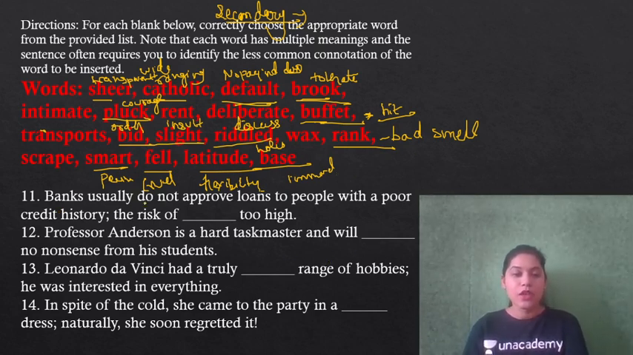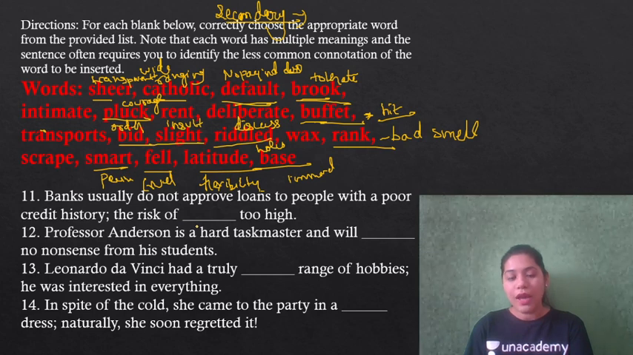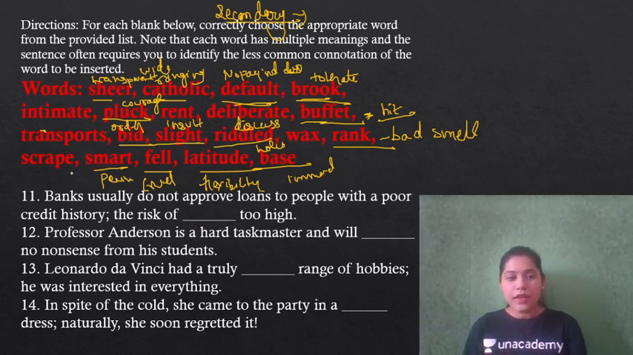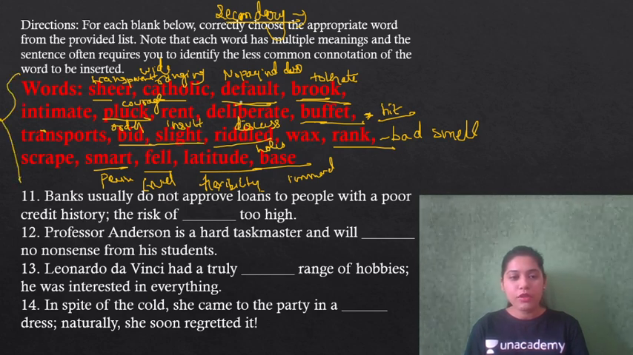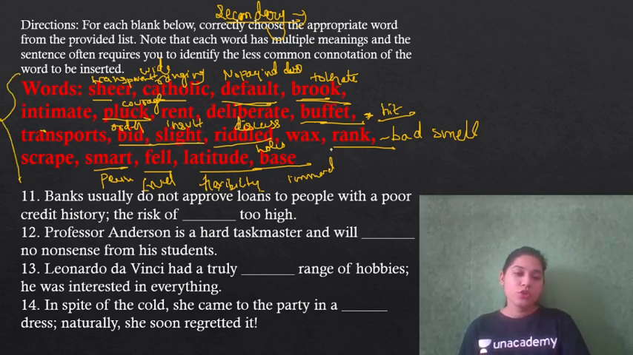So banks usually do not approve loans to people with a poor credit history. The risk of dash too high. So I want you to pause for a few seconds. Guess the word from these. I've told you meanings of almost 80 to 90% of the words. So you guess and then you'll know the answer in a few seconds.